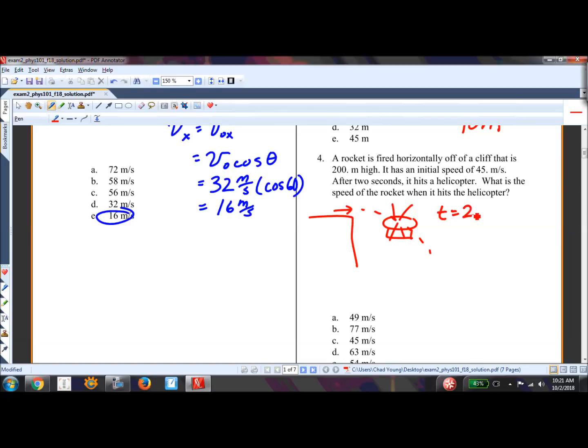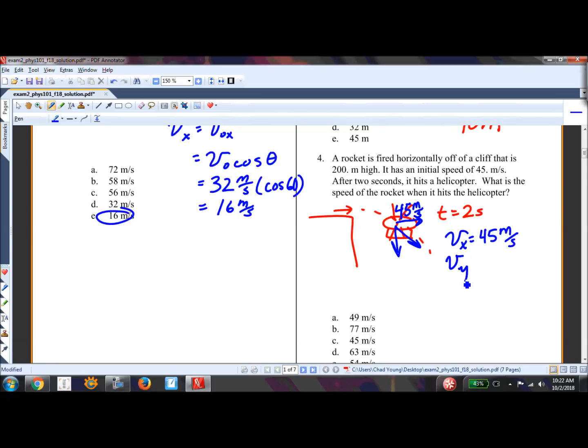Now, I tell you that t is equal to 2 seconds right here. So at the time that it hits the helicopter, the speed has 2 components, or the velocity has 2 components. It has a component in that direction and a component in that direction. And so I want to find what is the net vector of that. So I'm going to do the vector addition of those 2 vectors. I know that this x component is 45 meters per second. Vx is 45, because that's what the initial velocity in the x direction was.